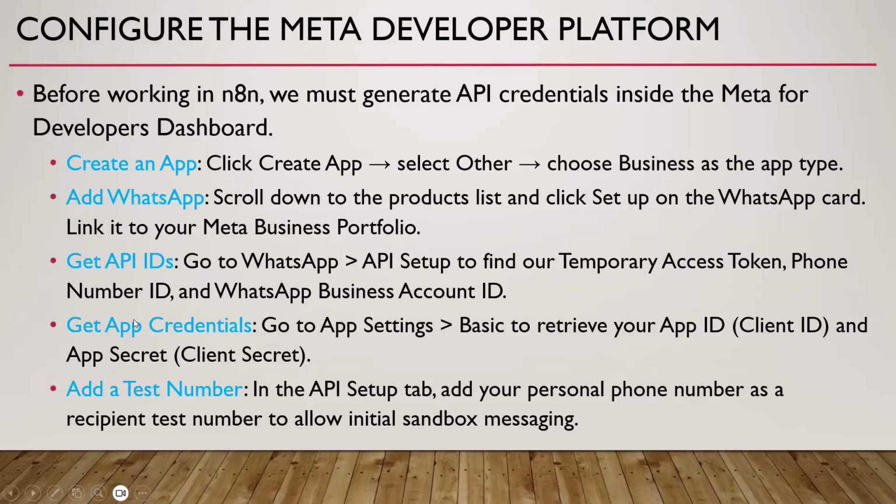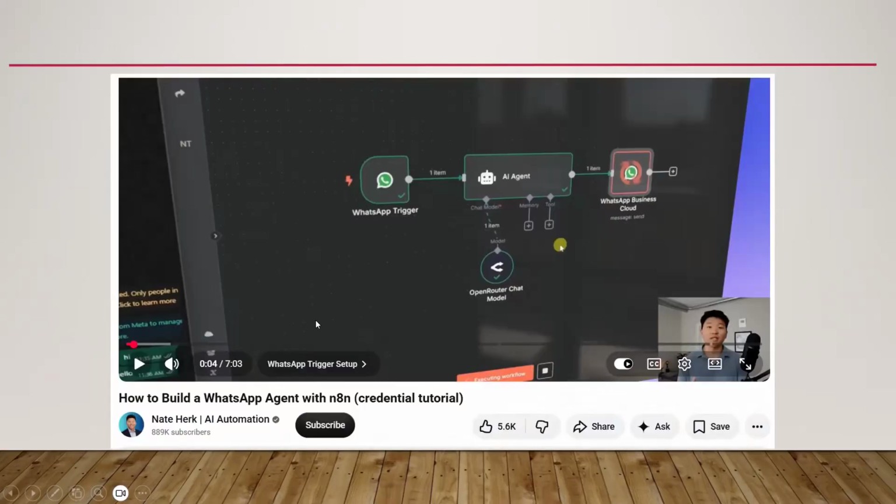Then we need to get app credentials. For that, we need to have client ID and client secret, and we need to add a test number. This is a very useful lecture video on WhatsApp describing the integration of WhatsApp using the Meta API.